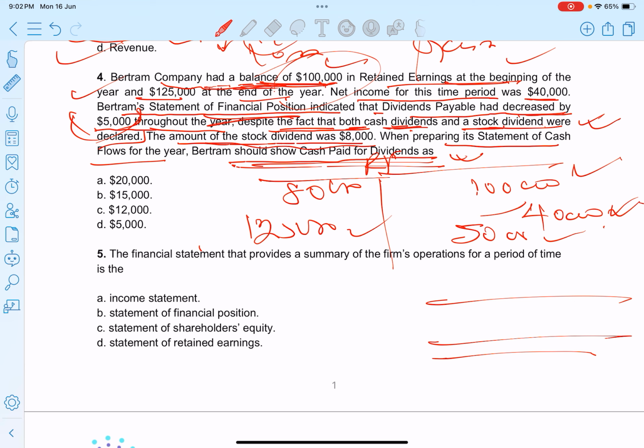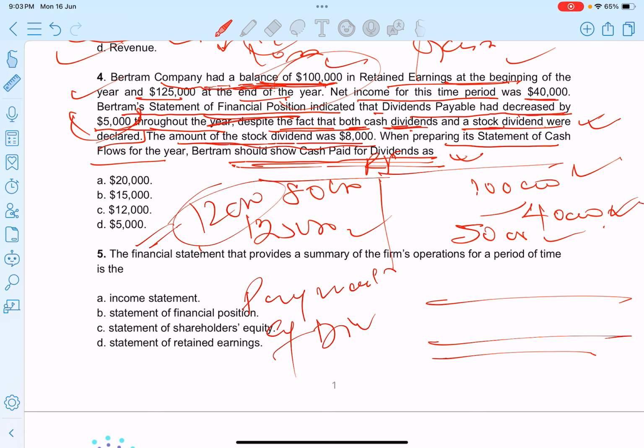So the payment of dividend will be 12,000.